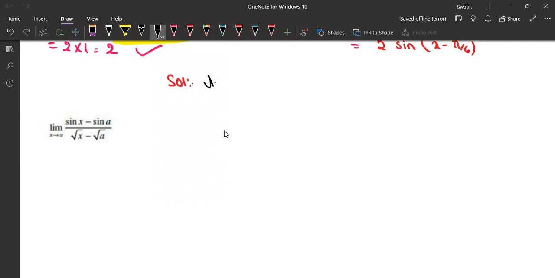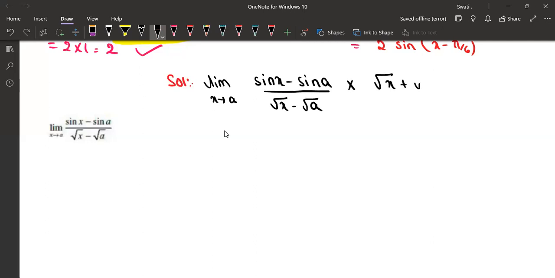So this will become limit x tends to a. Of course, you can see roots in the denominator. So when you see roots in the denominator, the very first thing that one should think of is to rationalize, and that is what I'm going to do here. I'm going to rationalize this. So I'm going to multiply this by root x plus root a, and of course I'm going to divide by the same thing.